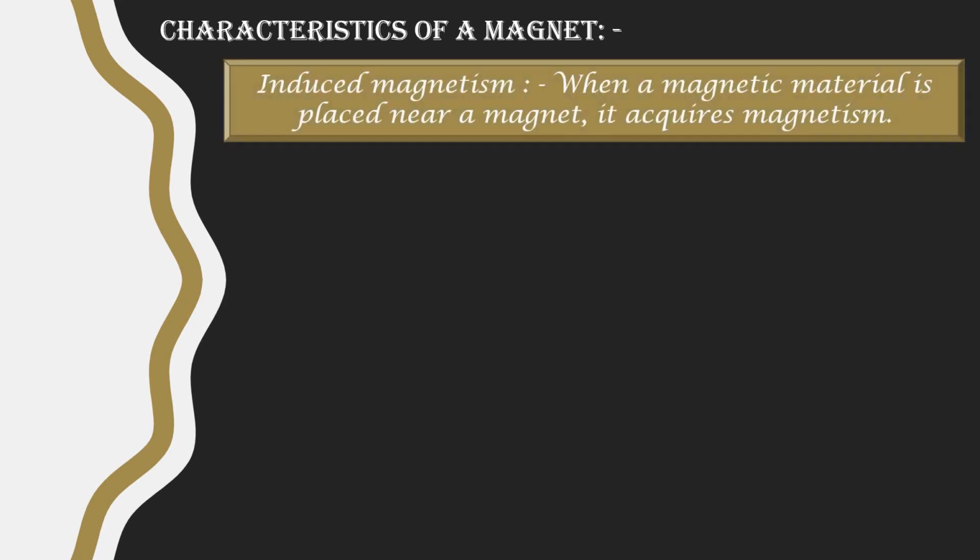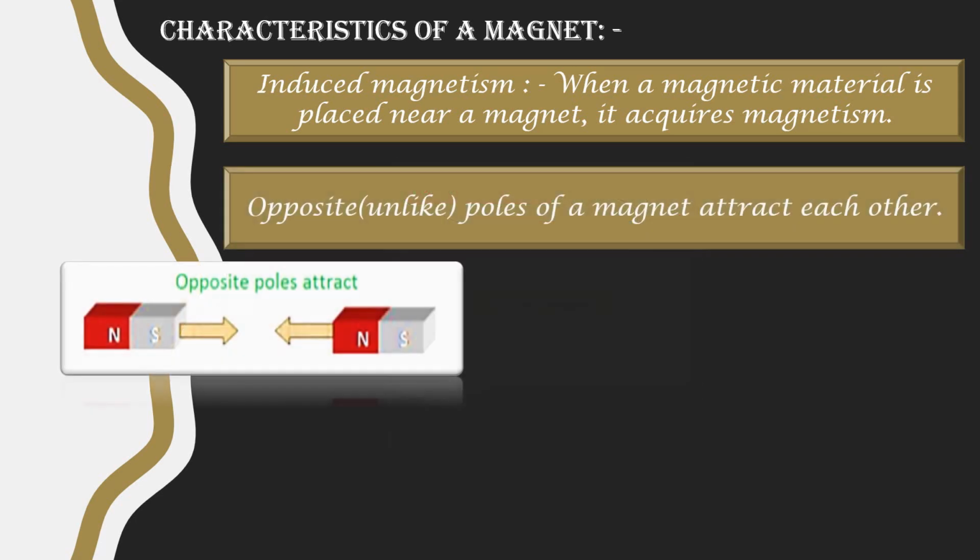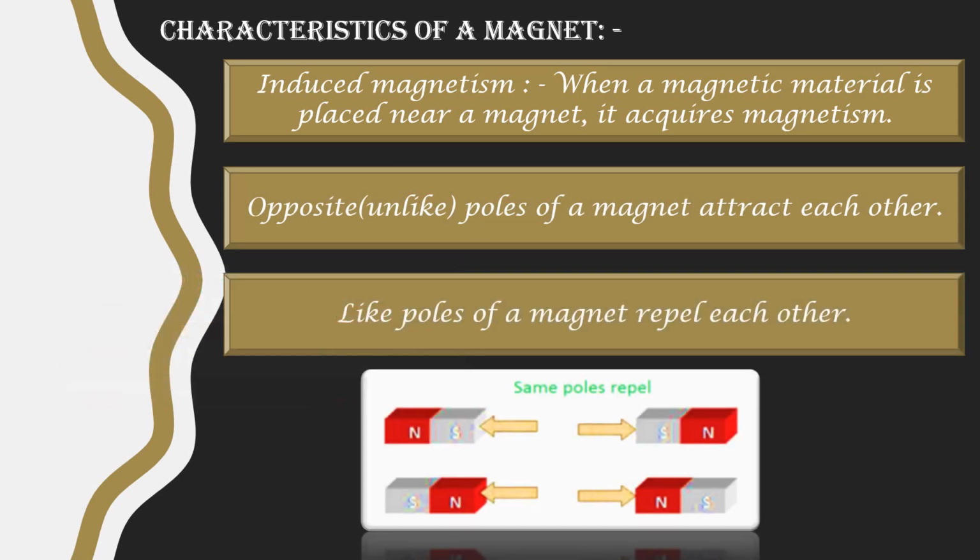Then the fourth characteristic of magnetism is induced magnetism. When a magnetic material is placed near a magnet, it acquires magnetism. This magnetism is called induced magnetism. Then the next characteristic is that opposite, that is unlike, poles of a magnet attract each other, and like poles of a magnet repel each other.